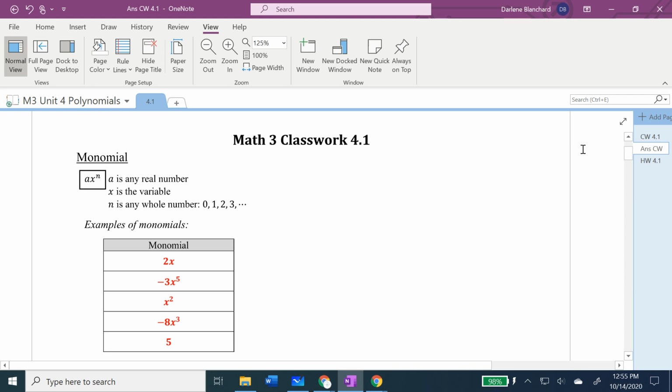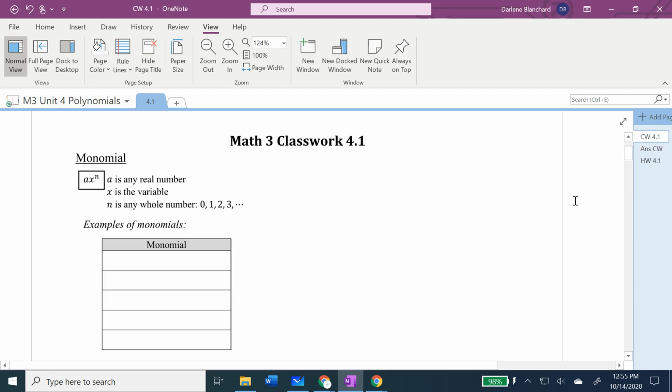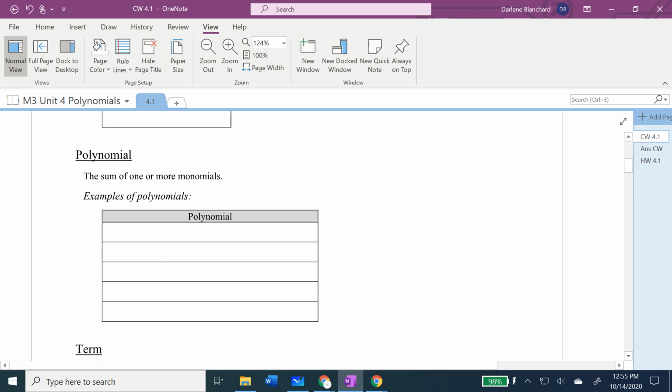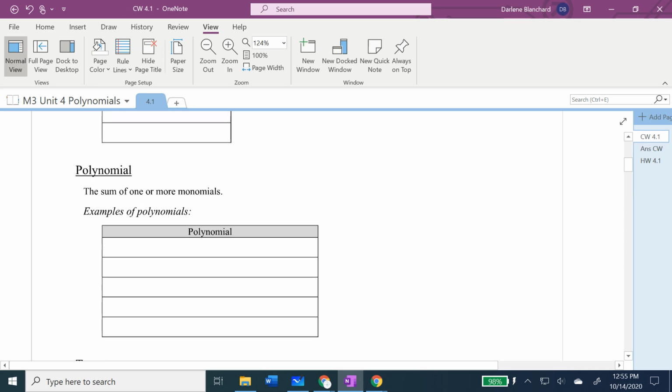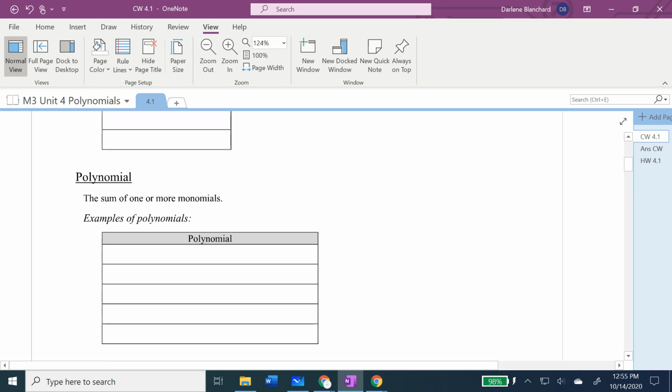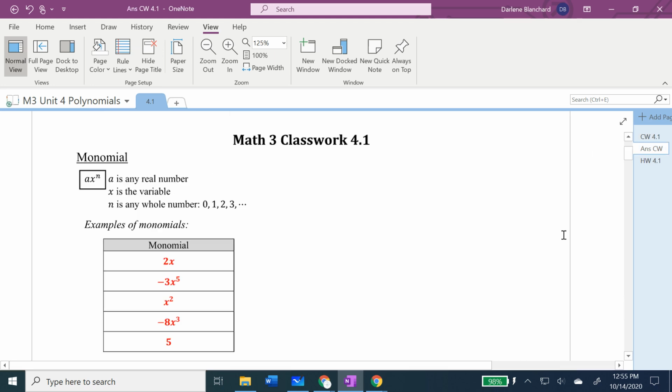monomials. Back to monomials. Okay. So a polynomial is just taking a bunch of monomials and adding them together. So what I did was I made some polynomials out of those monomials. So some examples.